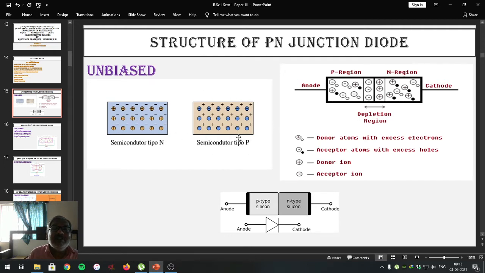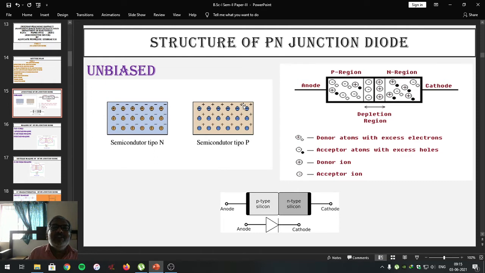Whereas P type of semiconductor contains holes with the positive charge as the majority charge carriers, and along with the negative ions, it has some electrons as the minority charge carriers.